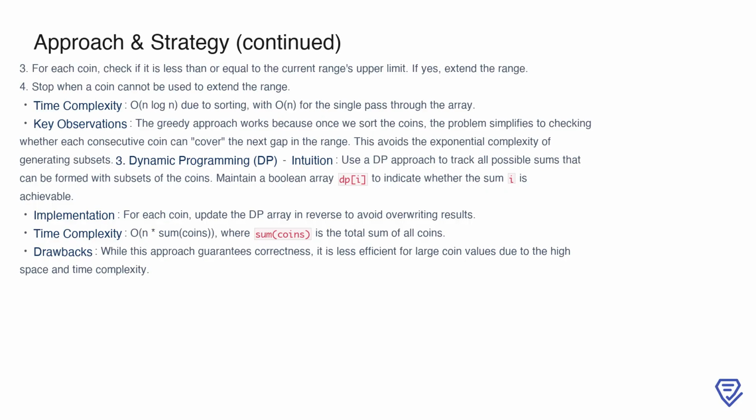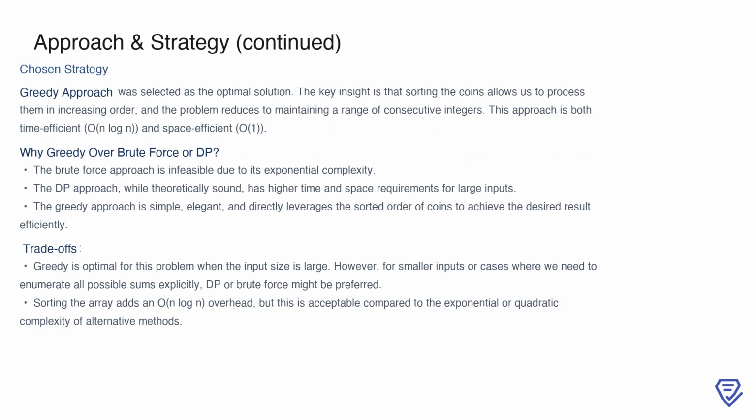The simplicity of this method comes from the observation that, once sorted, the problem reduces to a straightforward check of whether each coin can bridge the next gap in the sequence. While other approaches like dynamic programming can also solve the problem, they are less efficient due to their higher time and space requirements. Among the approaches considered, the greedy strategy emerges as the optimal solution.